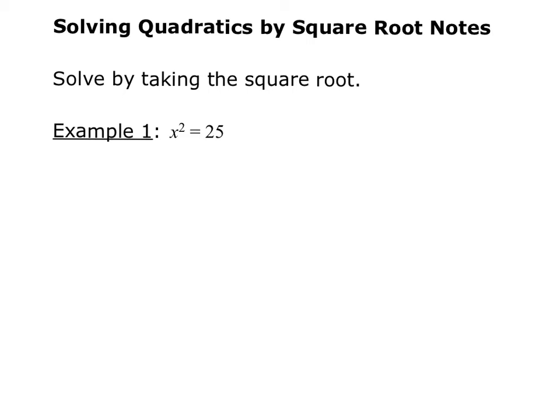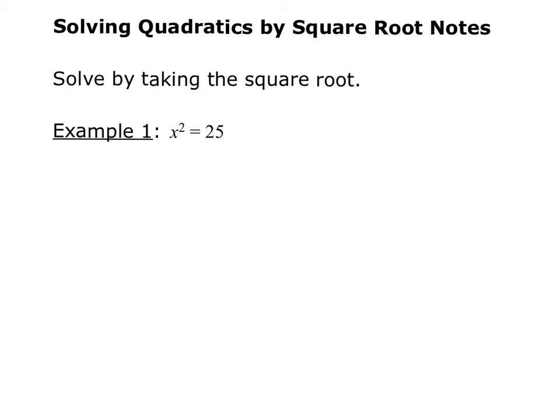So remember, when we're solving a quadratic, we're looking for the x-intercepts. So we're trying to solve for x. I've taught you a couple of different methods. You can solve by graphing, you can solve by factoring, and another method that you can use is solving by taking the square root. So let's go ahead and start with example 1.